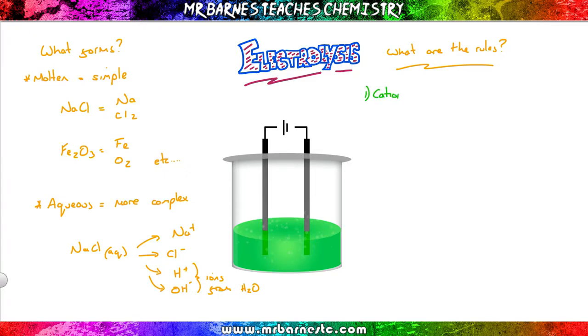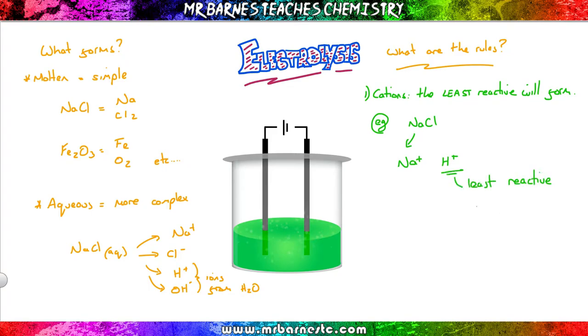So if we start off with the cations, the positive ions, nice and simply, the least reactive ion will form and turn back into its atom or molecule. So for example, sodium chloride, you can either have Na+ or H+ turning back to normal. If you can remember, usually if it's in group 1, 2 or 3, it's highly reactive. If it's in the transition metals in the middle, it's less reactive. Therefore, in between is our H+. So if it's group 1, 2 or 3, H+ will form. If it's in the transition metals, they will form. So hydrogen will turn back into a H2 atom, remembering that hydrogen is also diatomic. The Na+ will stay in the solution.